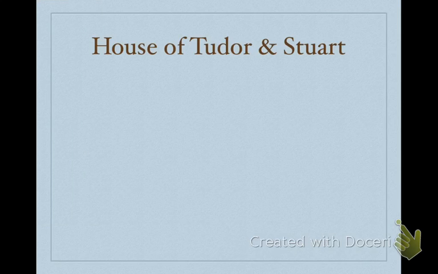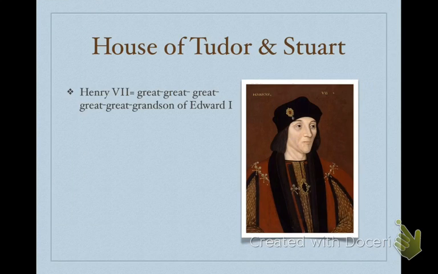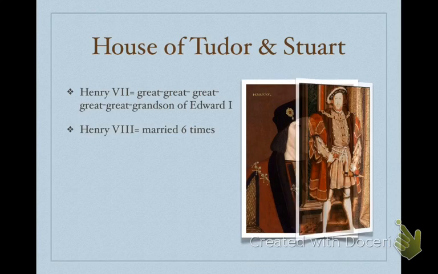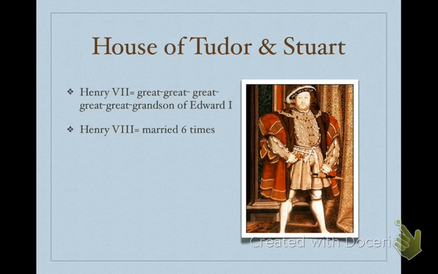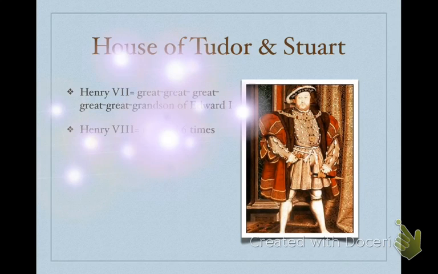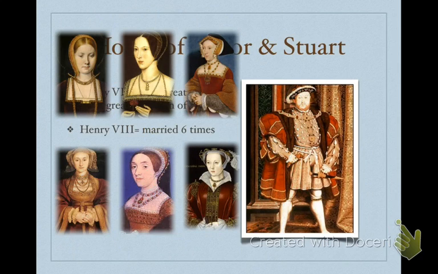But you might have heard of the House of Tudor and Stuart. So we have Henry the Seventh, who's the great-great-great-great-great-grandson of Edward I. And his son is Henry the Eighth, and he gets married 6 times. And he has 6 different wives. 1, 2, 3, 4, 5, 6. The first one he disowns. The next one he chops off her head. And goes through a couple more.